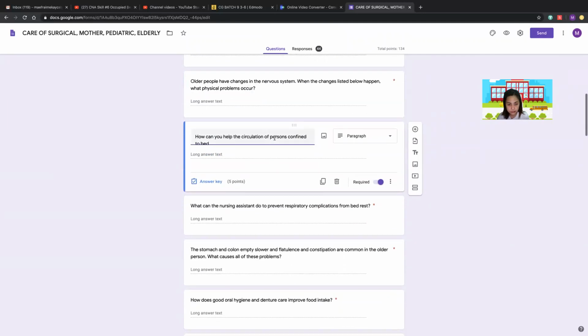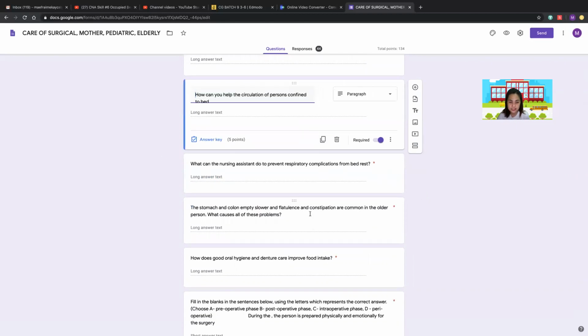How can you help circulation of persons confined to bed? Okay, you can do bed turning every 2 hours, or moving the patient, allowing the patient to move, then put anti-embolic socks. So these are the things that we can do. What can the nursing assistant do to prevent respiratory complications? First, you instruct deep breathing exercises. You can instruct the patient to use an incentive spirometer and turn the patient regularly or move the patient regularly.